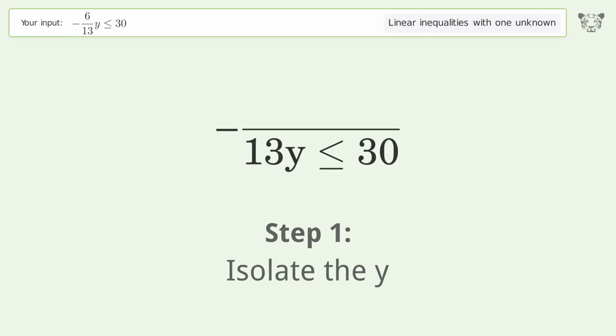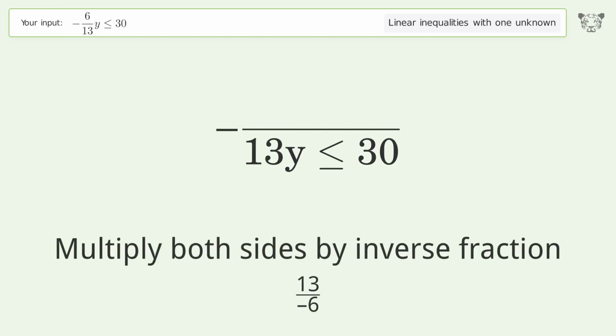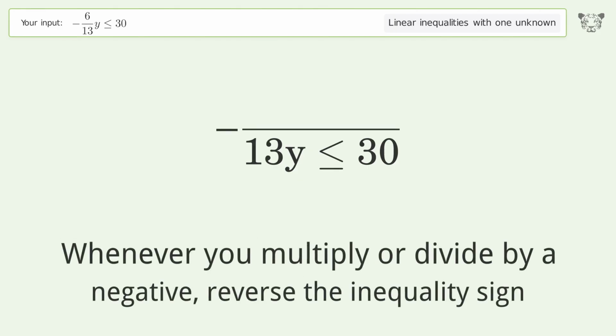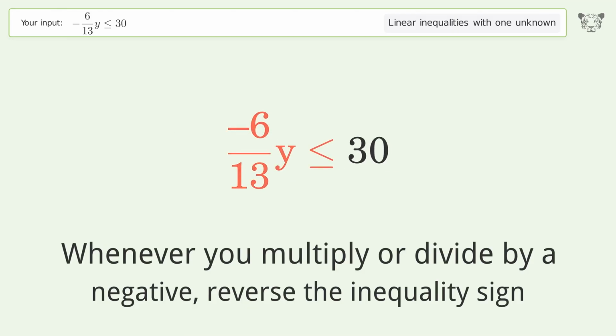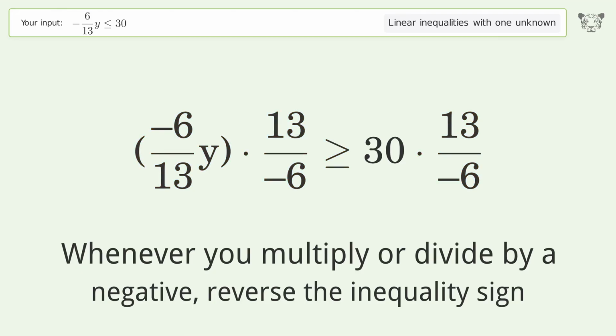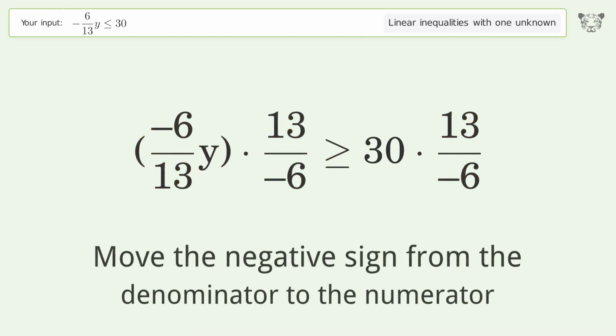Isolate the y. Multiply both sides by the inverse fraction 13 over negative 6. Whenever you multiply or divide by a negative, reverse the inequality sign. Move the negative sign from the denominator to the numerator.